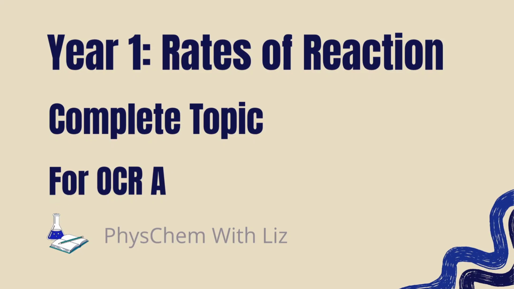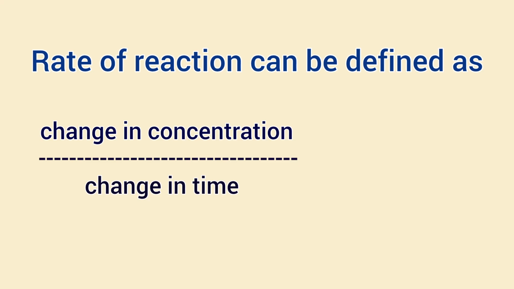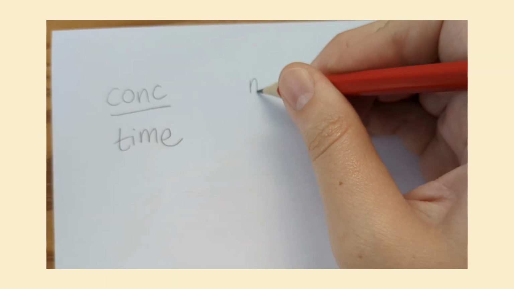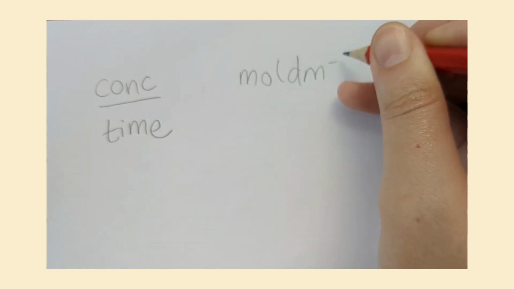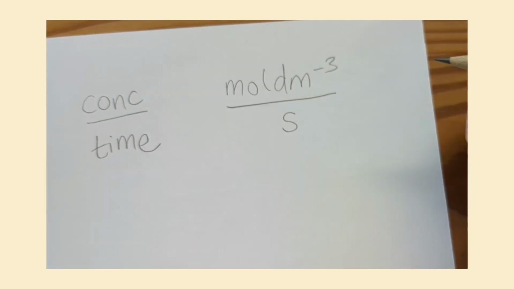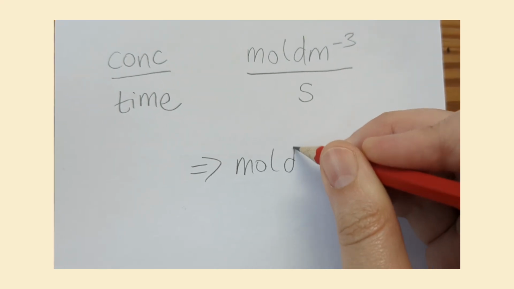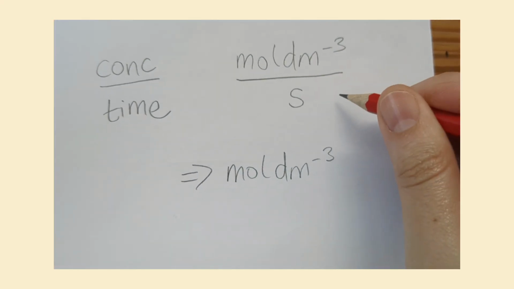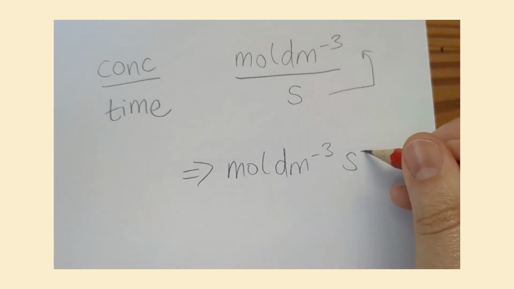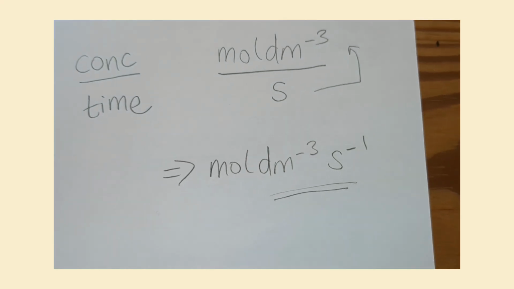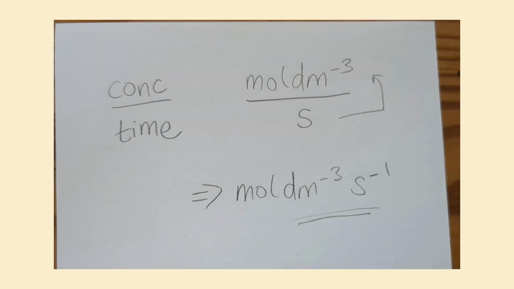Welcome to this video on Year 1 Rates of Reaction. Rate of reaction can be defined as the change in concentration over time. We can work out units of rate by using the equation rate equals concentration over time and plugging in our units into this equation. So if we use moles per decimeter cubed for concentration and seconds for time, the units of rate will be moles per decimeter cubed per second.